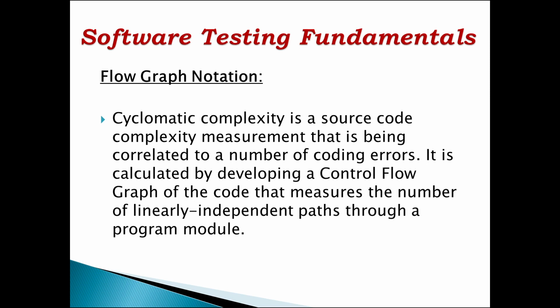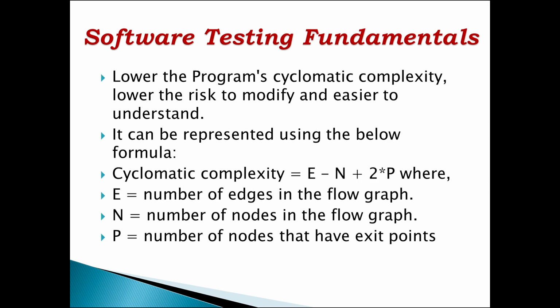Cyclomatic complexity is a source code complexity measurement that is correlated to the number of coding errors. It is calculated by developing a control flow graph of the code that measures the number of linearly independent paths through a program module. So the lower the program's cyclomatic complexity, the lower the risk to modify and the easier to understand. So the cyclomatic complexity should always be lower. It can be represented using the below formula.